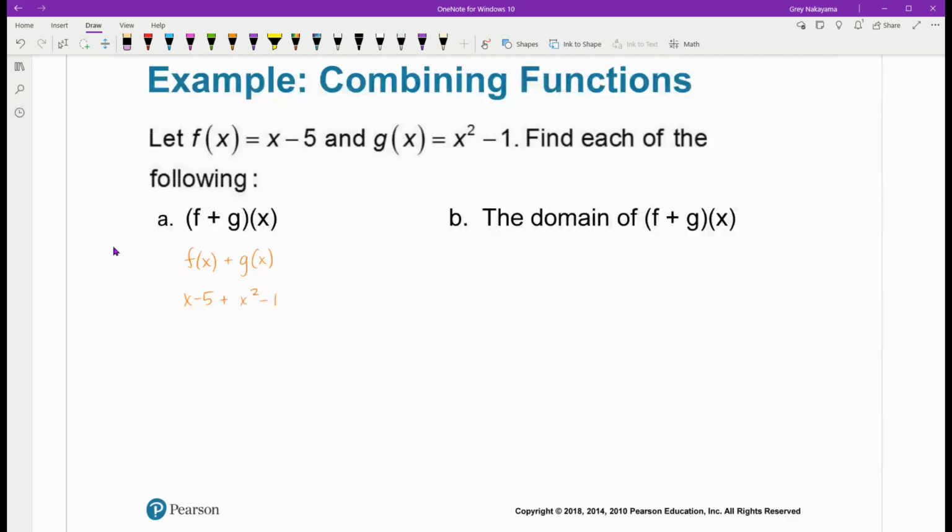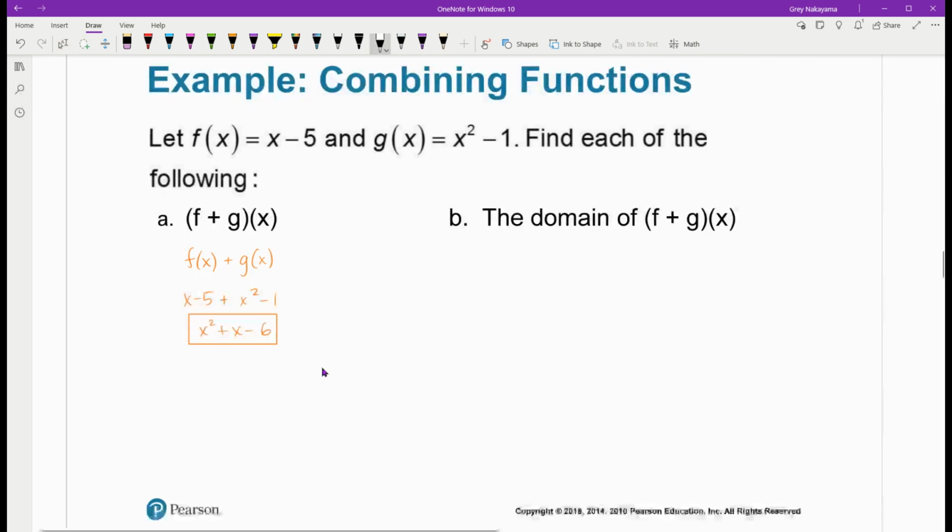X squared minus 1. And when I add those together, I'm going to get x squared plus x minus 6. And that's my answer. That is all it is, combining like terms to get from this step to that step.